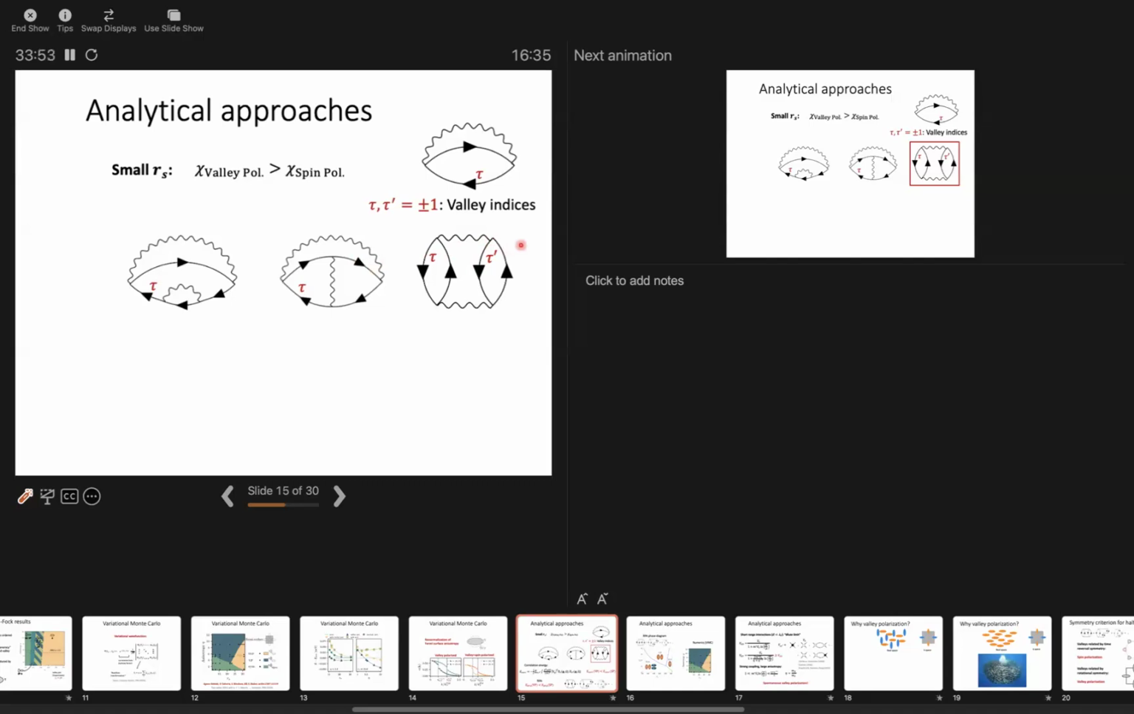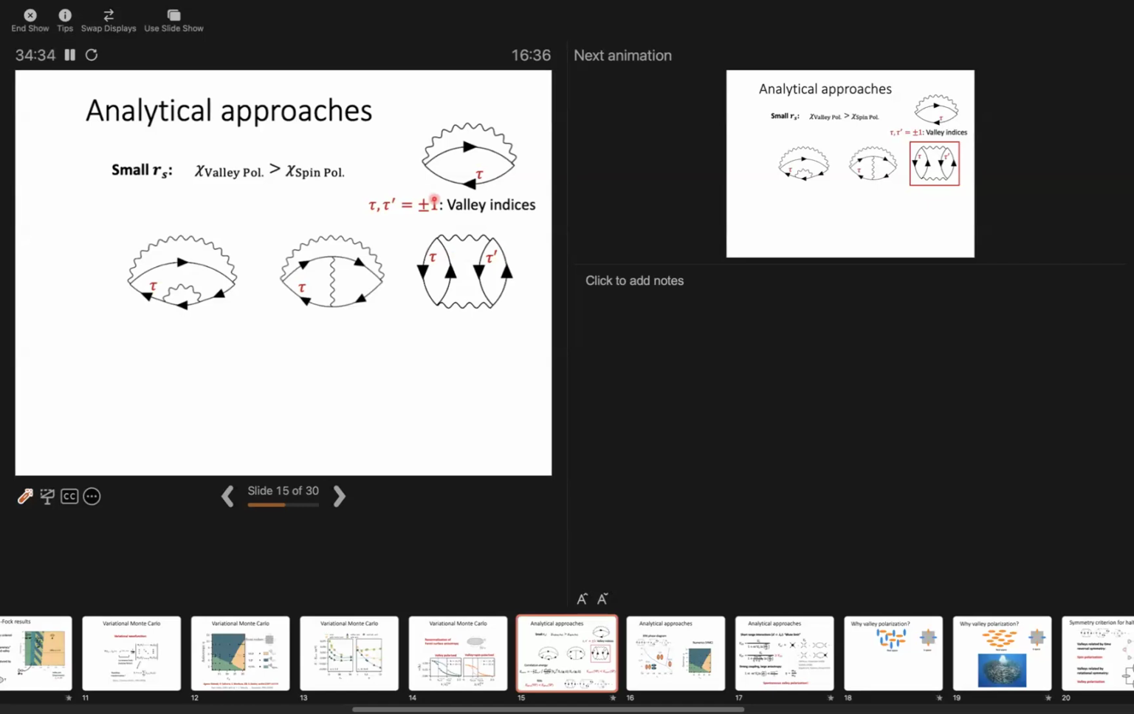So why is the exchange interaction the same for spin and valley? That's the question. There's no, the interaction doesn't transfer from tau to tau prime. You see that tau is continuous across this vertex, but why is that? The reason is that we've only taken the small momentum transfer, which corresponds to the long range part of the interaction, because it's Coulomb. Yes. Exactly.